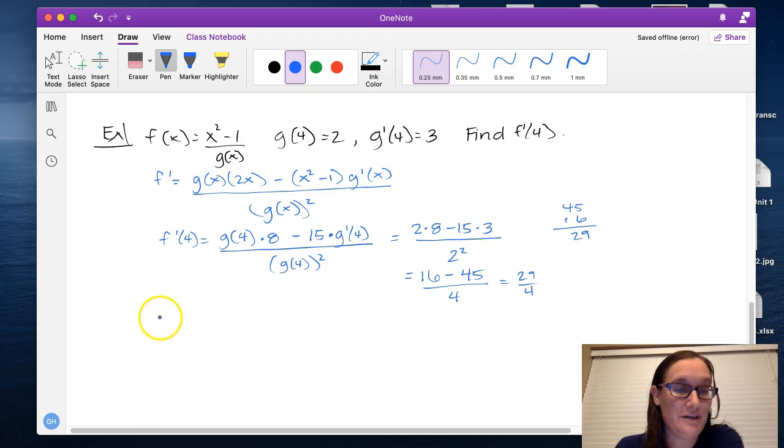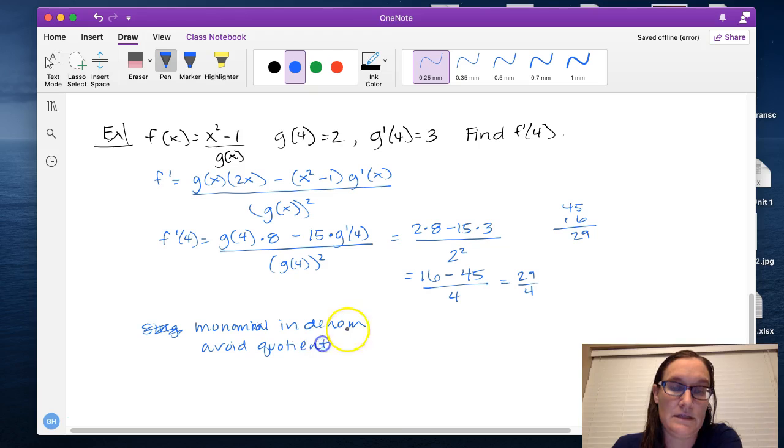How to avoid quotient rule. If you have a single term, a monomial, that's what I want to say. If you have a monomial in the denominator, you can avoid quotient rule, especially if your monomial either doesn't have a coefficient or doesn't have an x. Like if you have something like x squared minus x plus 1 over x.